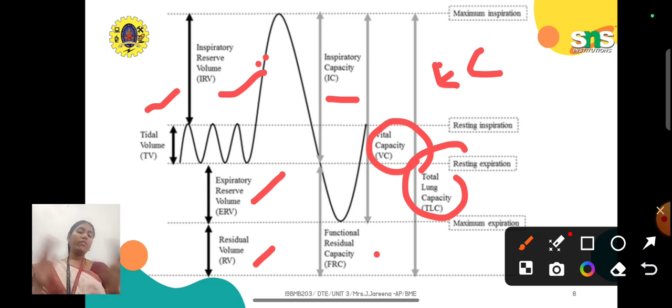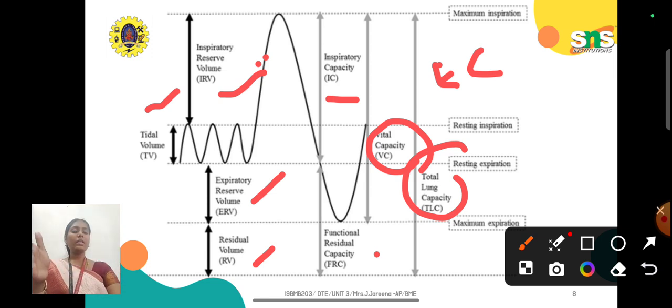Or, if you want to derive the value from capacities in order to measure total lung capacity, you can add inspiratory capacity, IC, plus functional residual capacity. IC plus FRC is equal to total lung capacity. So in this way also you can measure total lung capacity. Or if you want to measure vital capacity, you can take the value of total lung capacity minus residual volume, and you come to know the vital capacity.